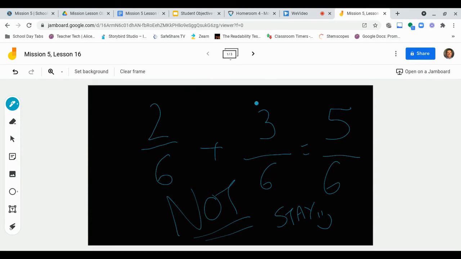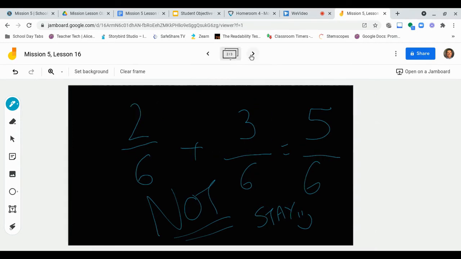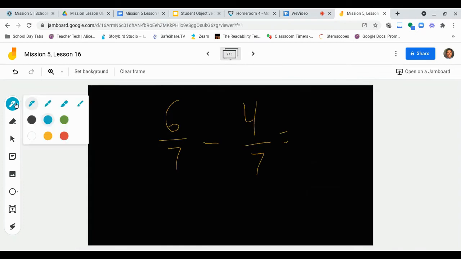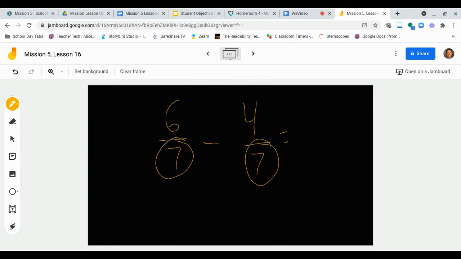Okay. So knowing that, let's take a look at a subtraction problem. Okay, so I have 6 sevenths minus 4 sevenths. Are my denominators the same? Yes, they are. They are both sevenths. So I don't need to do anything here besides just subtract. So I just need to do 6 minus 4, which is 2. Yep, 2 sevenths right there.